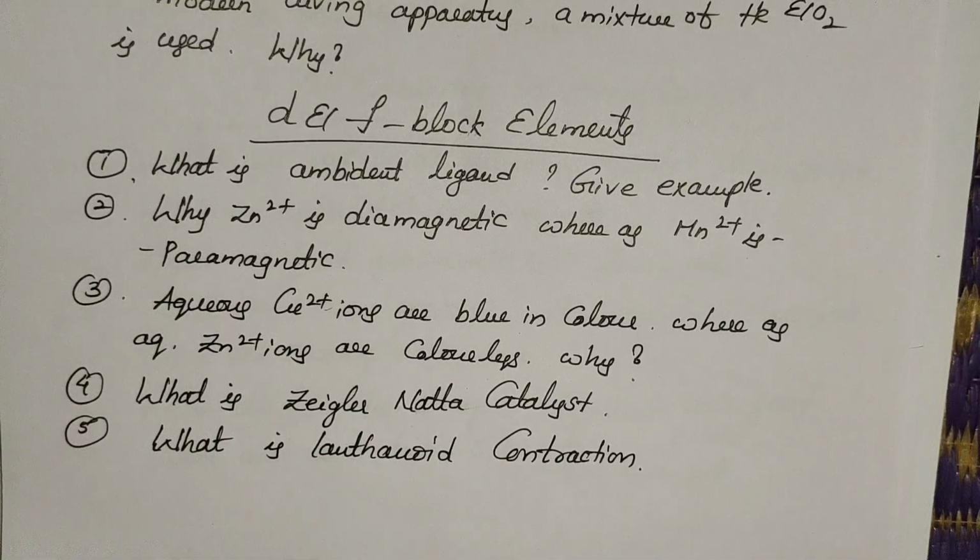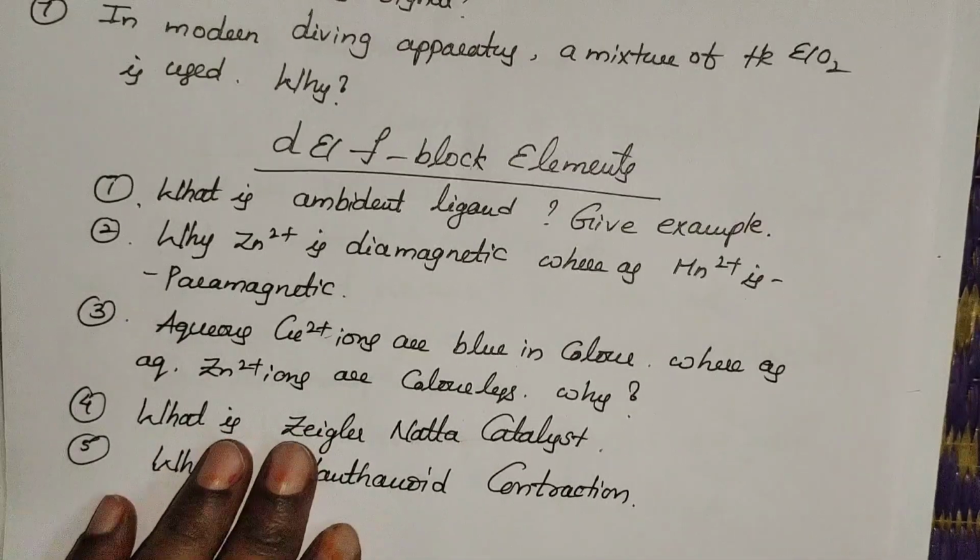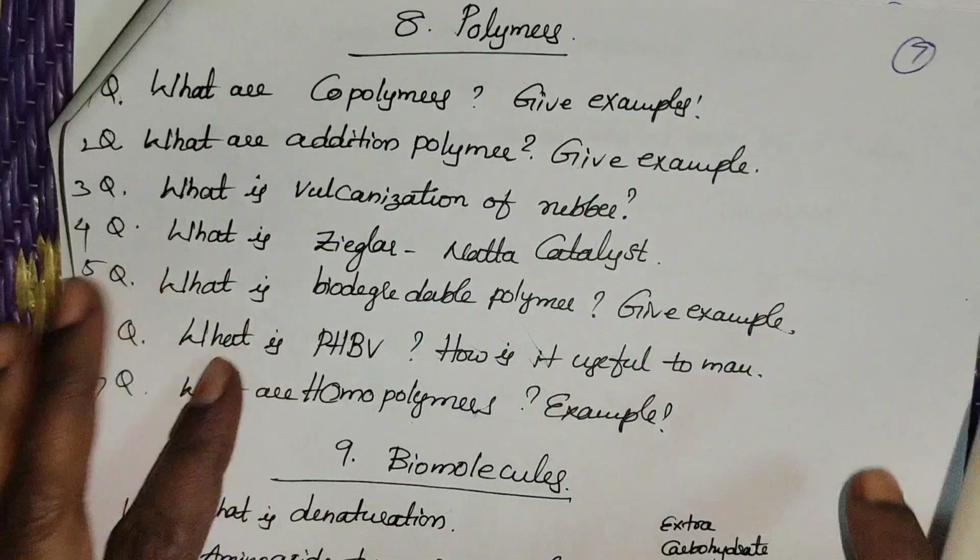It is also important for polymers. For HDPE, high density polyethylene preparation, it is useful. Especially this is what is asked. Titanium tetrachloride and triethyl aluminum compound is known as the Ziegler-Natta catalyst. What is lanthanide contraction? From left to right, atomic and ionic size decreases, nuclear charge increases. That is the question.